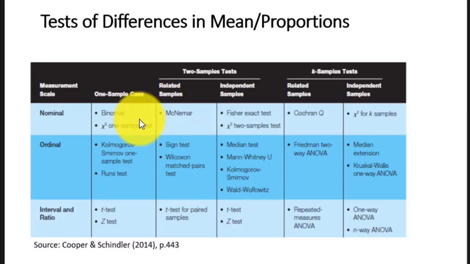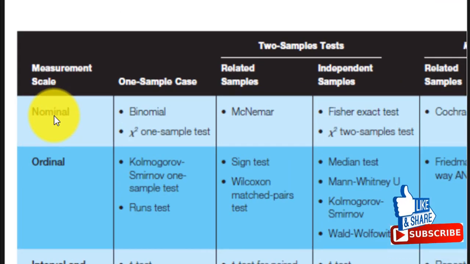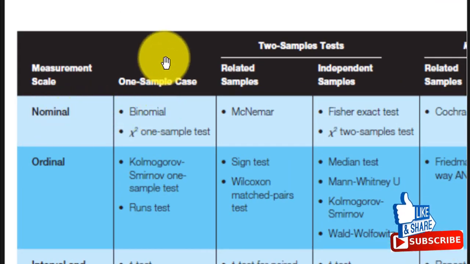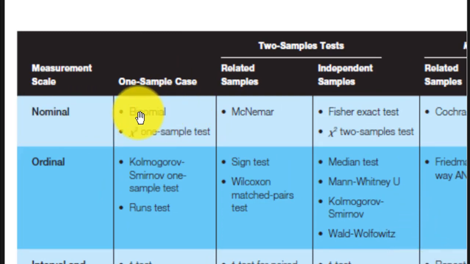Now let us explore tests of differences in mean and proportion. Cooper and Schindler have suggested a very good table for choosing an appropriate test of hypothesis based upon measurement scale and the number of samples used for the study. If variable is nominal scale and it involves one sample, you can use binomial test to compare the observed binary probabilities to the hypothesized. You can use chi-square one sample test for comparing the observed probability with the hypothesized probabilities.